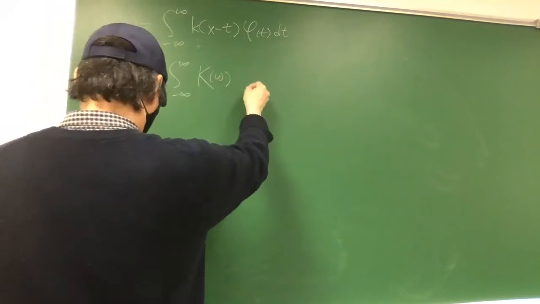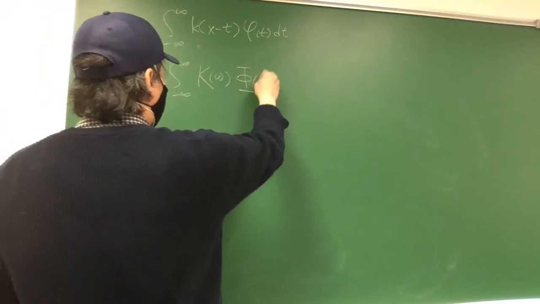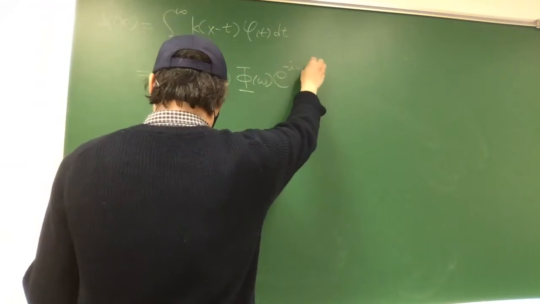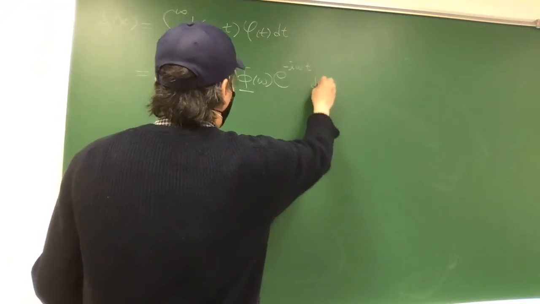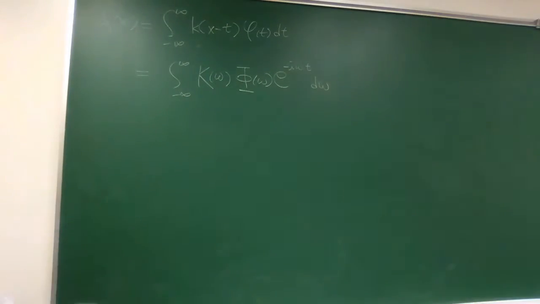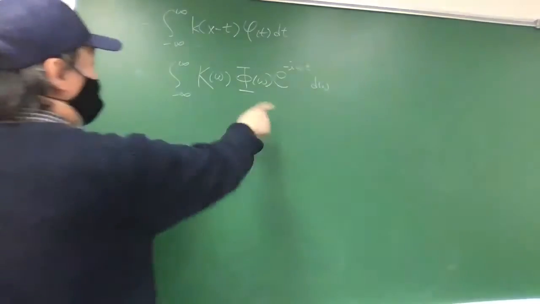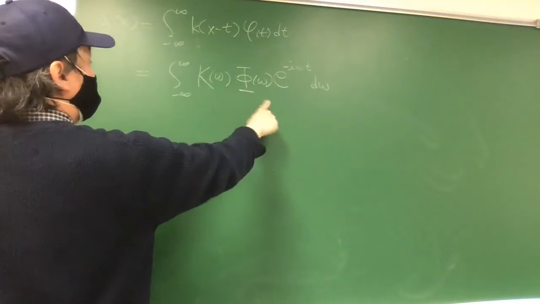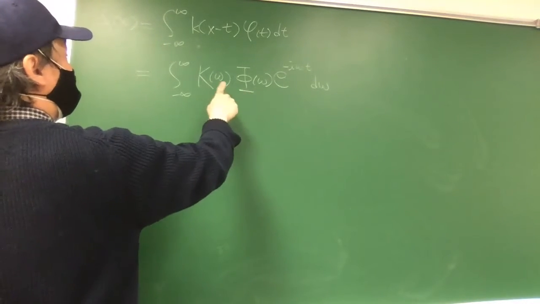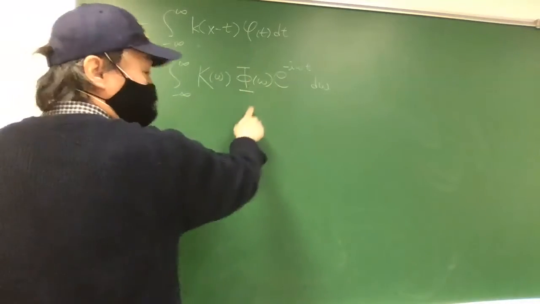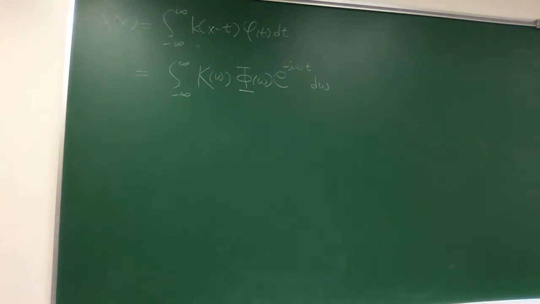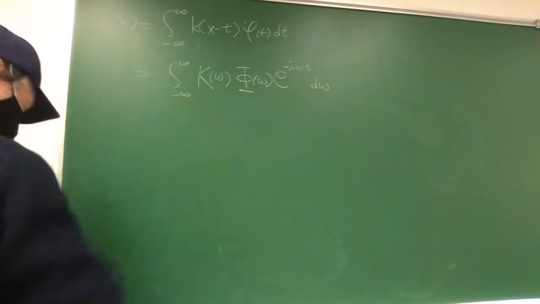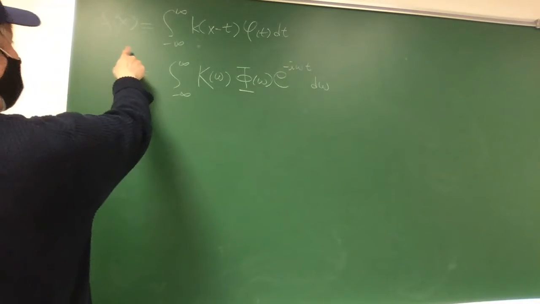Omega, phi omega, e to the minus i omega t. So this is an inverse Fourier transform formula with the Fourier transform of this function given by this. These two are the Fourier transforms of the K function and the phi function. Okay, so that is kind of straightforward just by using the convolution theorem.